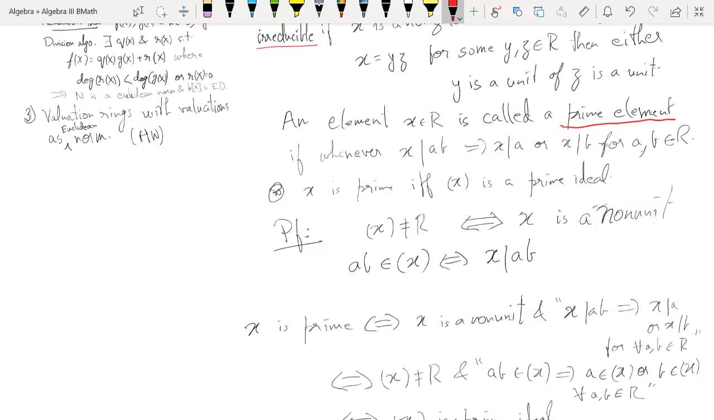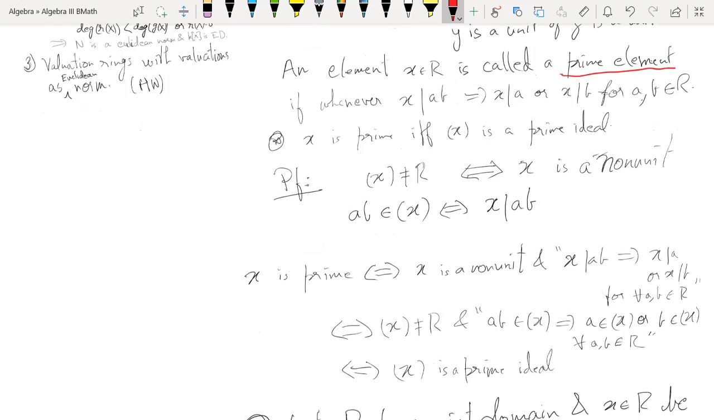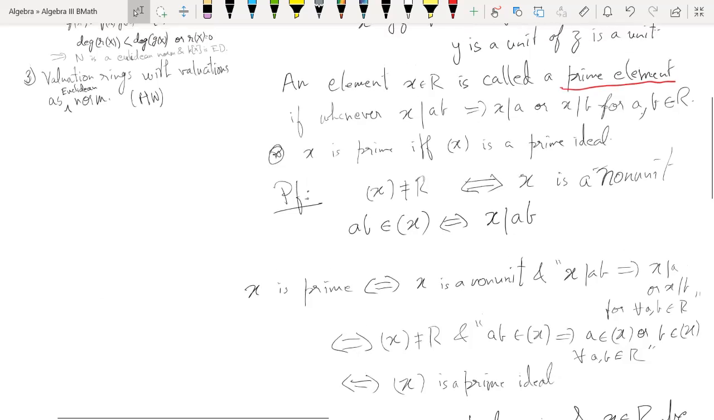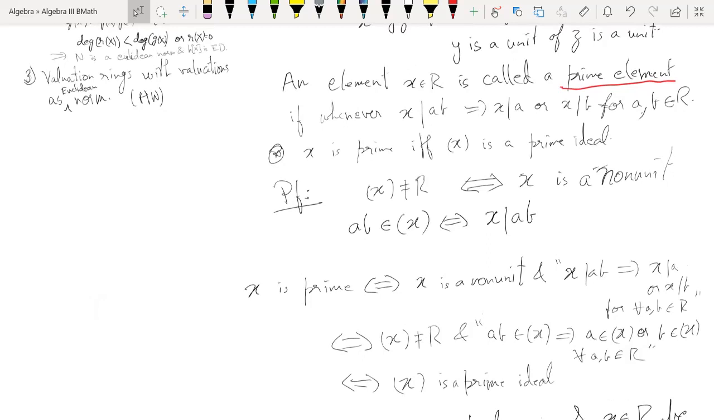So what we get is that the second condition is the same as saying AB belongs to the ideal generated by X implies A belongs to the ideal generated by X, or B belongs to the ideal generated by X, for all A, B in R. And this statement is the same as saying that this is a prime ideal. Remember, a prime ideal is a proper ideal such that AB belongs to P implies A belongs to P or B belongs to P for all A, B in R. So I hope this looks like a tautology to everyone, that X is a prime element if and only if the ideal generated by X is a prime ideal. It's just understanding that X divides A is the same as saying that A belongs to the ideal generated by X.